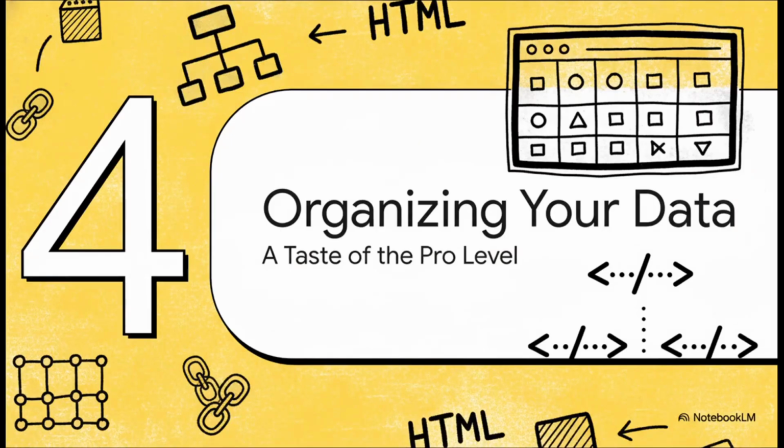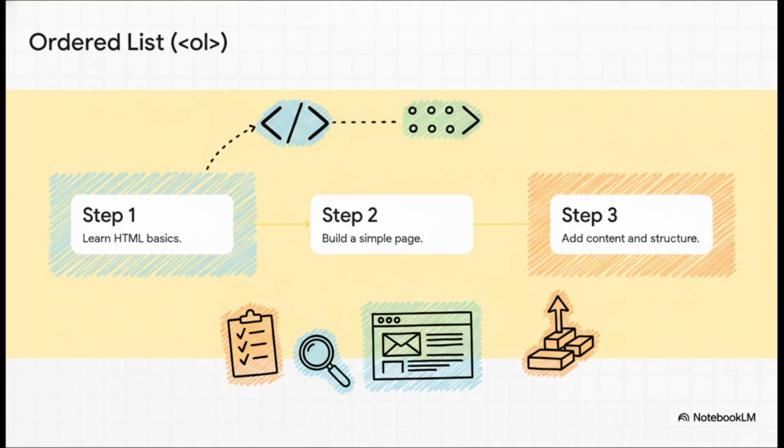All right, you ready for a little taste of the pro level? Sometimes websites need to show more than just paragraphs. They need to show neatly organized data. And HTML has some awesome tools for that. So, let's say you need to show a list of steps or a top 10 ranking. For that, you use an ordered list, or OL. You wrap the whole list in OL tags, and then each item in the list gets its own LI tag.